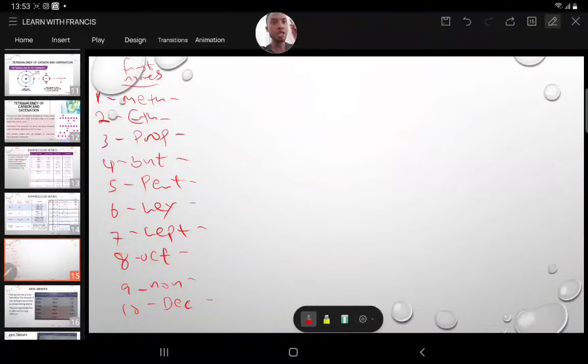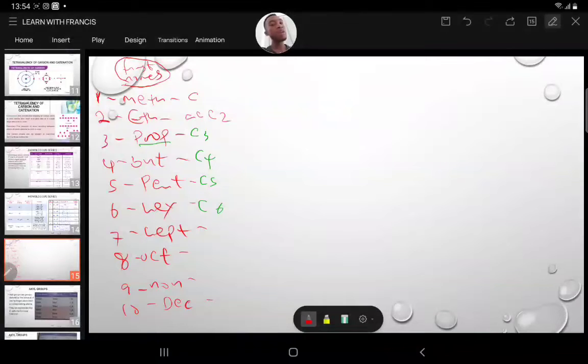Now in organic chemistry, whenever you see one carbon atom, the name must start with meth. Whenever you see two carbon atoms, or rather C2, the name must start with eth. Whenever you see three carbon atoms, C3 is prop, C4 but, C5 pent, C6 hex, hept, oct, non, dec, and so on.